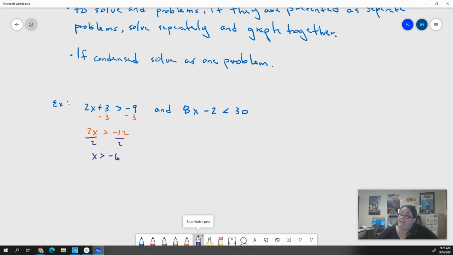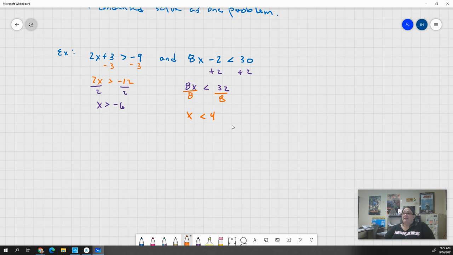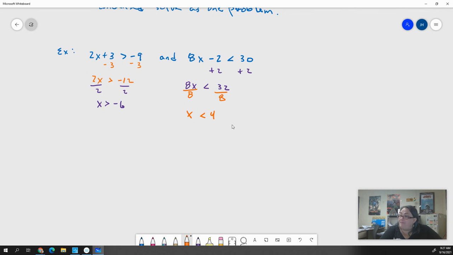Here, I have 2 being added, 8 being multiplied. So I'm going to start by adding 2 to both sides. And I get 8x is less than 32. I still have that 8 being multiplied to it, so I'm going to divide both sides by 8. And I'm going to have x is less than 4. Those are the only 2 numbers I care about. And when I go to graph this, I'm going to focus on negative 6 and 4 on my number line.